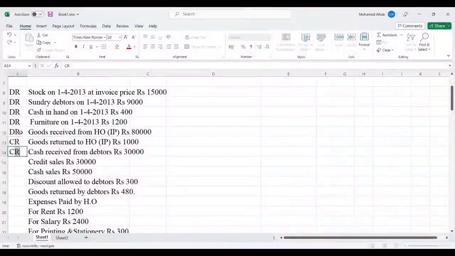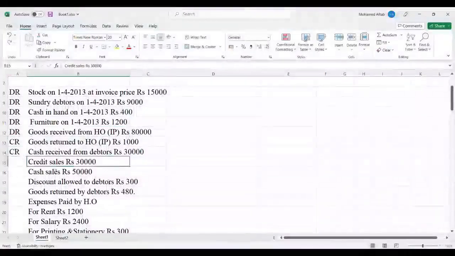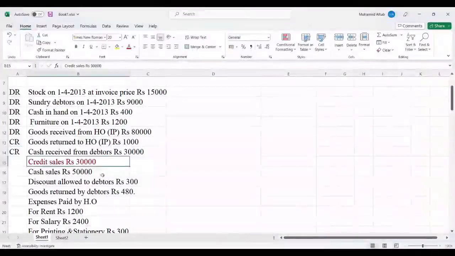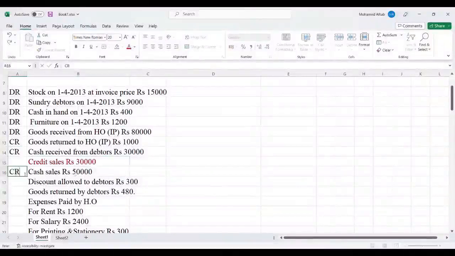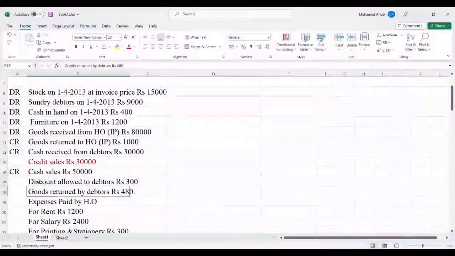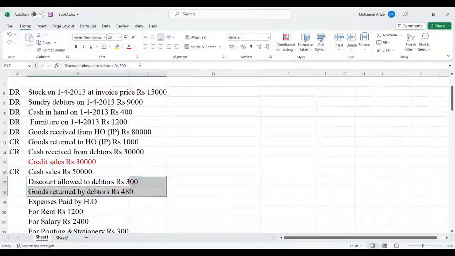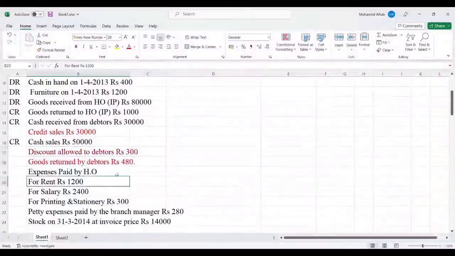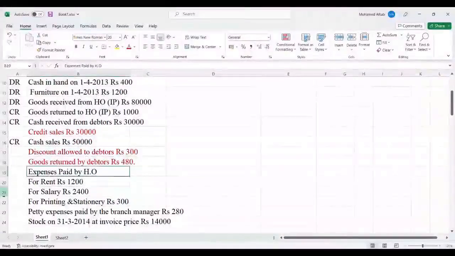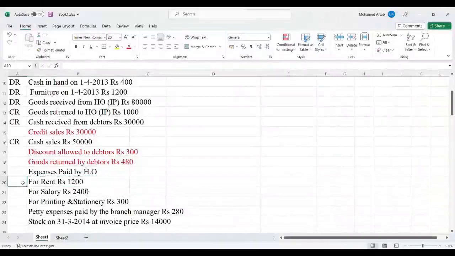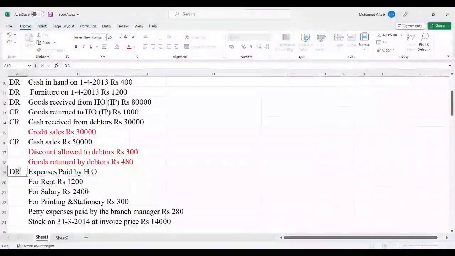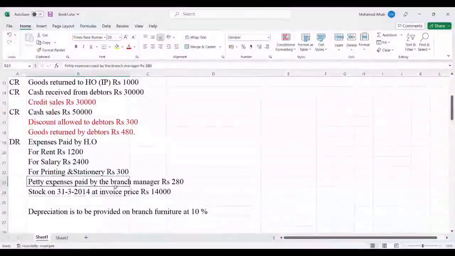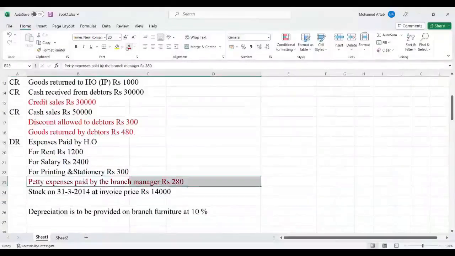Cash received from debtors, credit side. Credit sales is given in debtors account, it will come there, not in branch account. Cash sales, credit side. Discount allowed, goods returned by debtors, all these entries will come under debtors account. It won't come in the branch account. Next, expense paid by the HO, that is debit side, for rent, salary, printing and stationery. Petty expenses are given to calculate closing petty cash. So later on let us calculate.